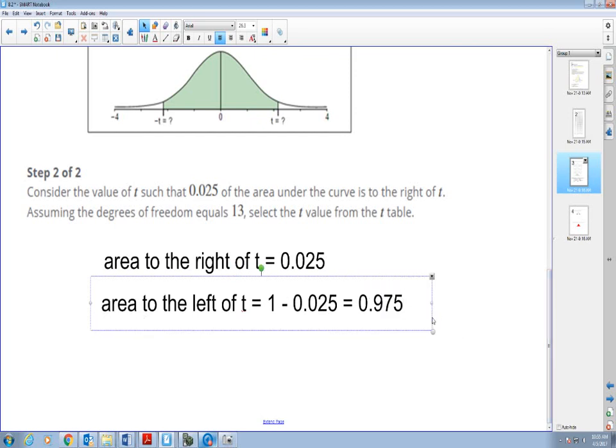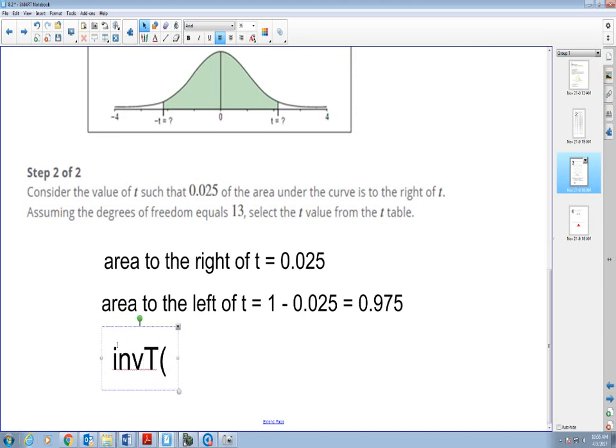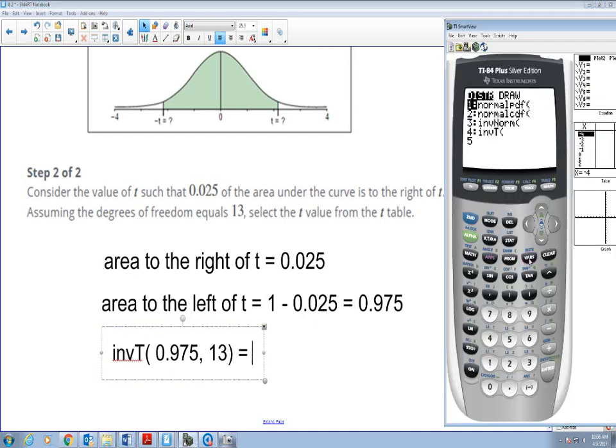Alright, so what I can do in my calculator, if I want to do this in calculator, is inverse T, right? In the parenthesis, the first thing we type in is area to the left, 0.975, comma, then the degree of freedom, 13. So second distribution, number four, inverse T, 0.975, comma, degree of freedom is 13.